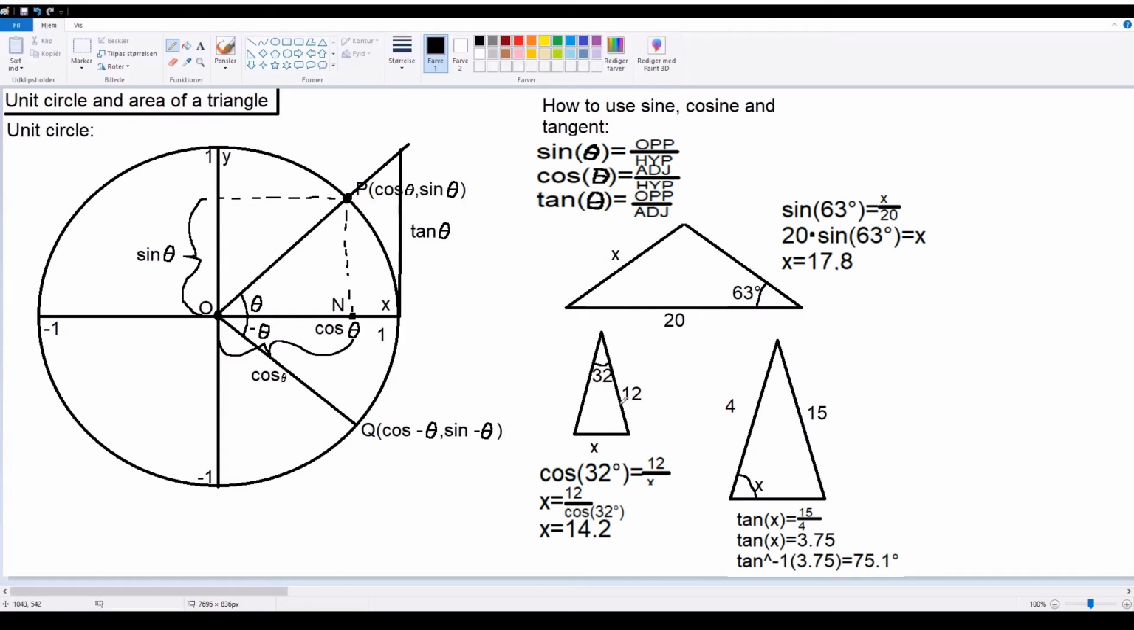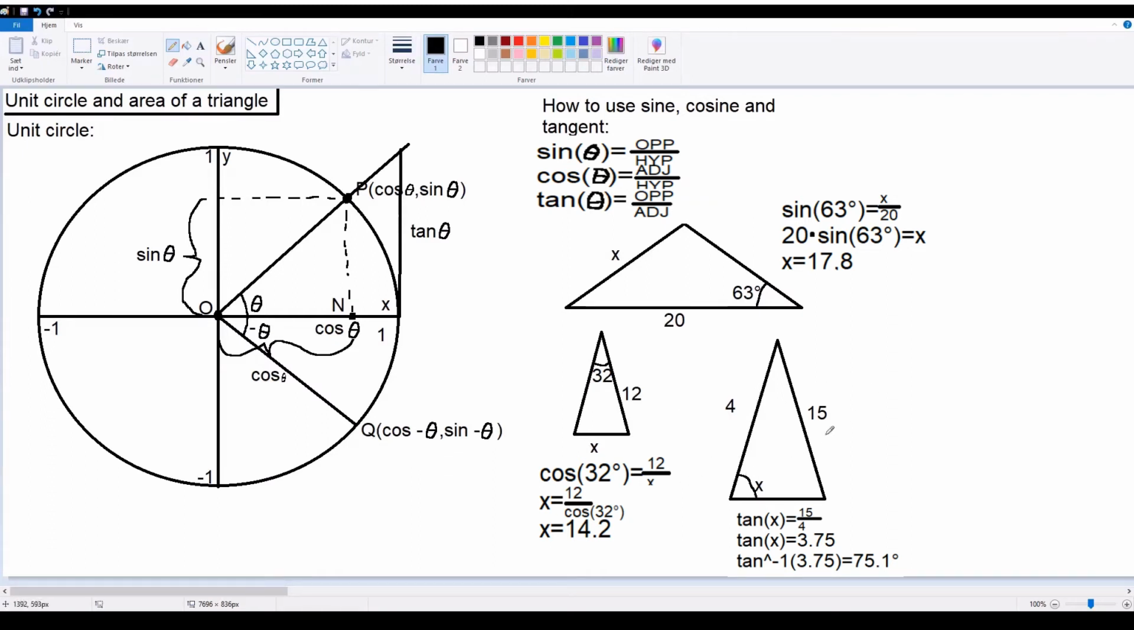Now for an example of how to use cosine. In this triangle, which is a sketch, which is why it is quite inaccurate, we have this angle of 32, this adjacent side of 12, and the hypotenuse of x. As you can see, it's a pretty bad sketch, but this is supposed to be the hypotenuse. Again, we simply put our values into the formula, so cosine of 32 equals 12 divided by x. Then we isolate x, and we get the result of 14.2.